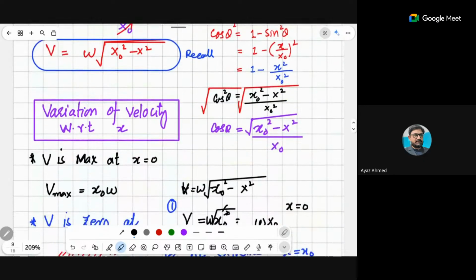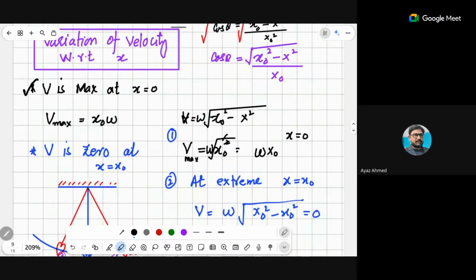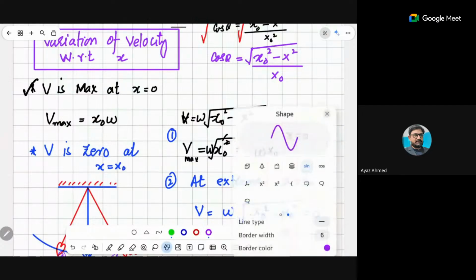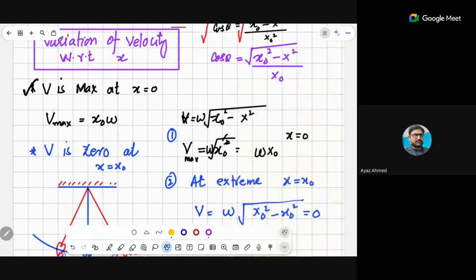So please remember all these points, the variation of the velocity: v is maximum at the mean position, and the maximum value of the velocity is this. You have to keep this point with you, what is the maximum value of the velocity. This is the maximum velocity. Everyone getting this point?